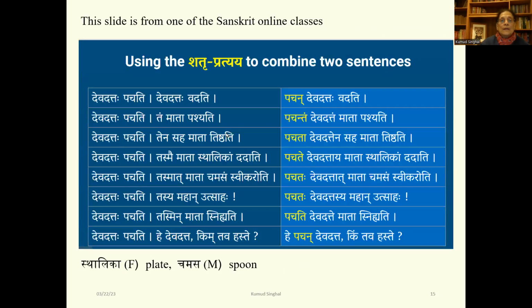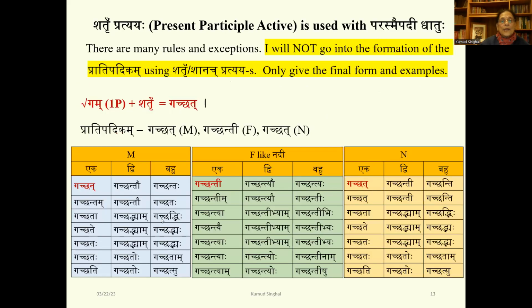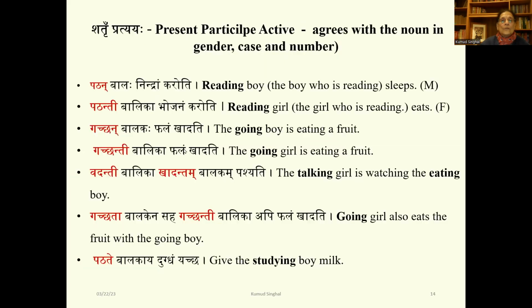See here. Here you will have gachantam. So this is khadantam. Because it is qualifying balakam, so khadantam pashyati. Now here it is in tritiya: gachata balkena sah gachanti balika api phalam khadanti. The going girl also eats the fruit with the going boy. Since balkena is in tritiya vibhakti, you have gachata.